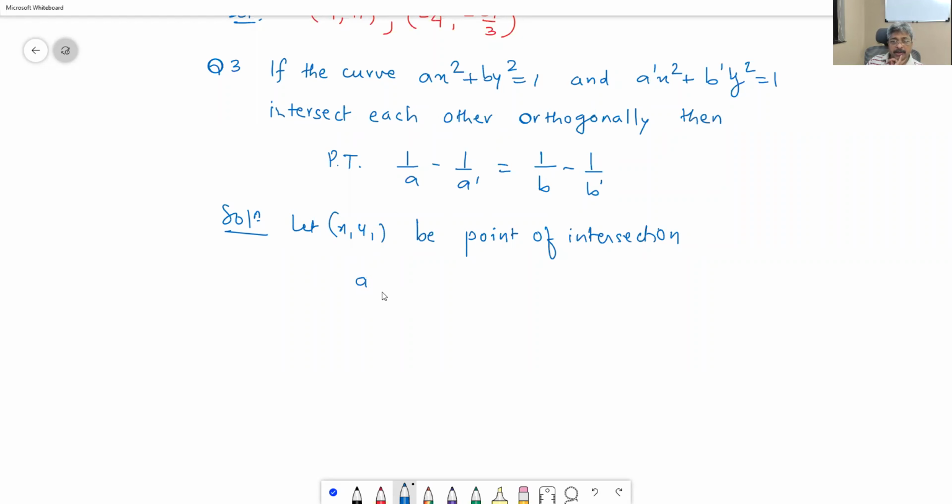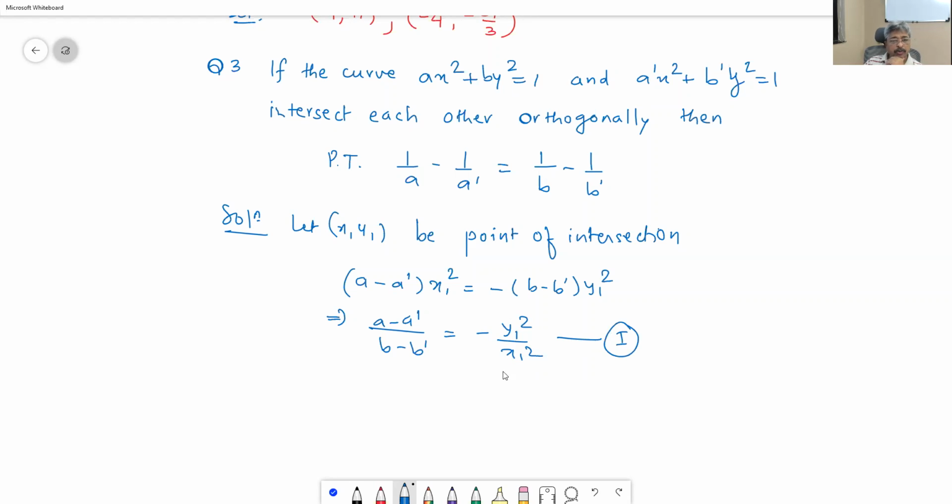a minus a dash times x1 square is equal to minus of b minus b dash times y1 square. Makes it a minus a dash upon b minus b dash is equal to minus y1 square upon x1 square. So this is the first relationship that you have.